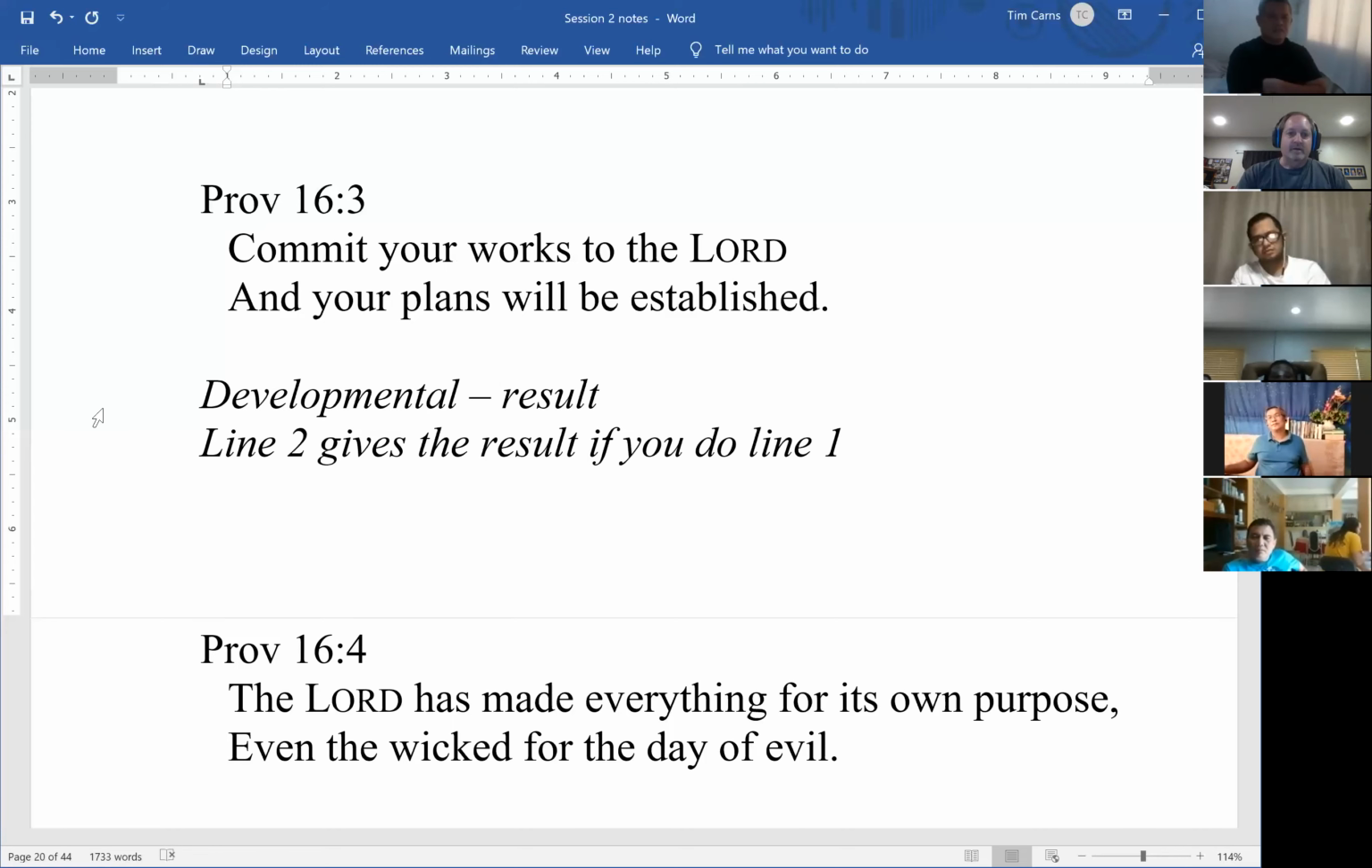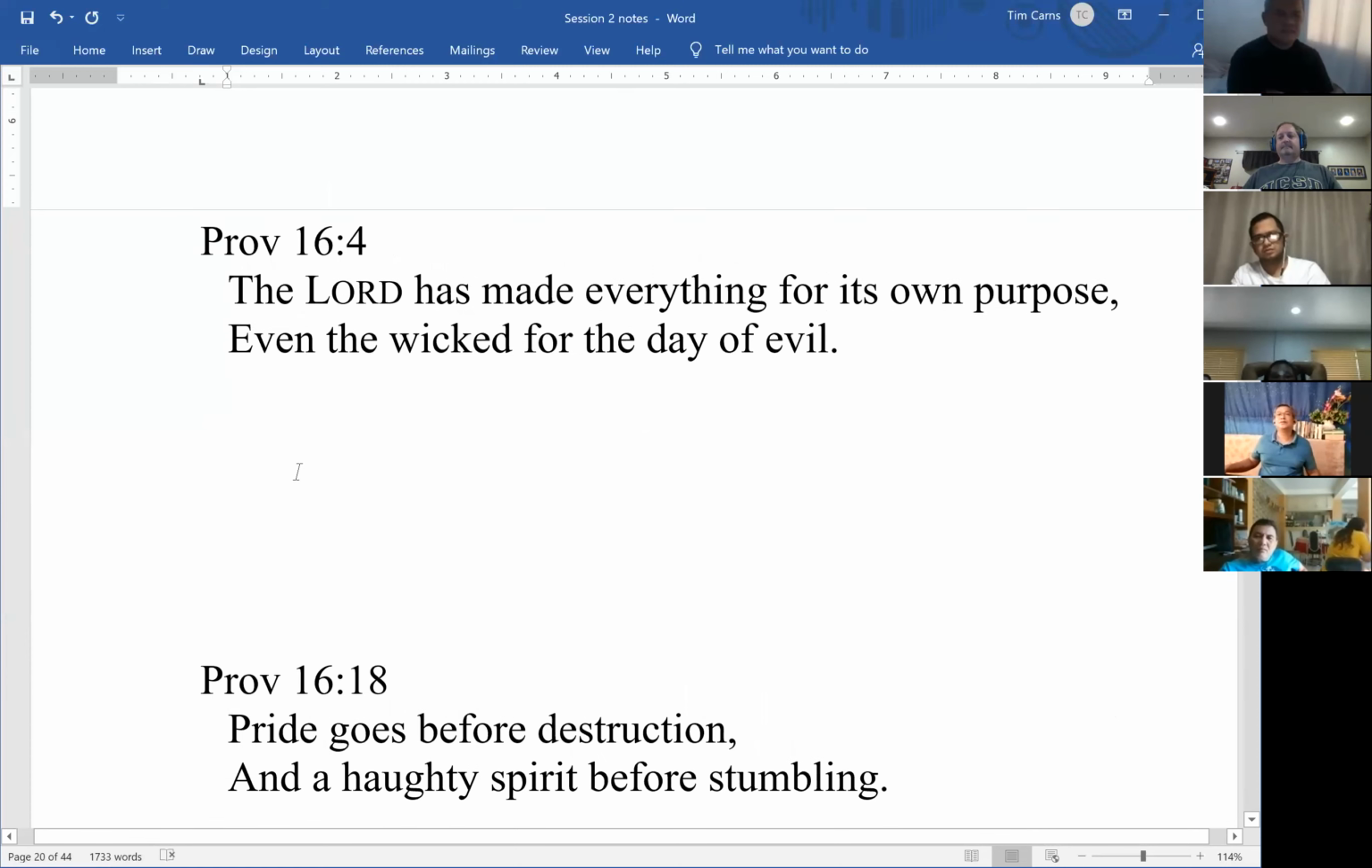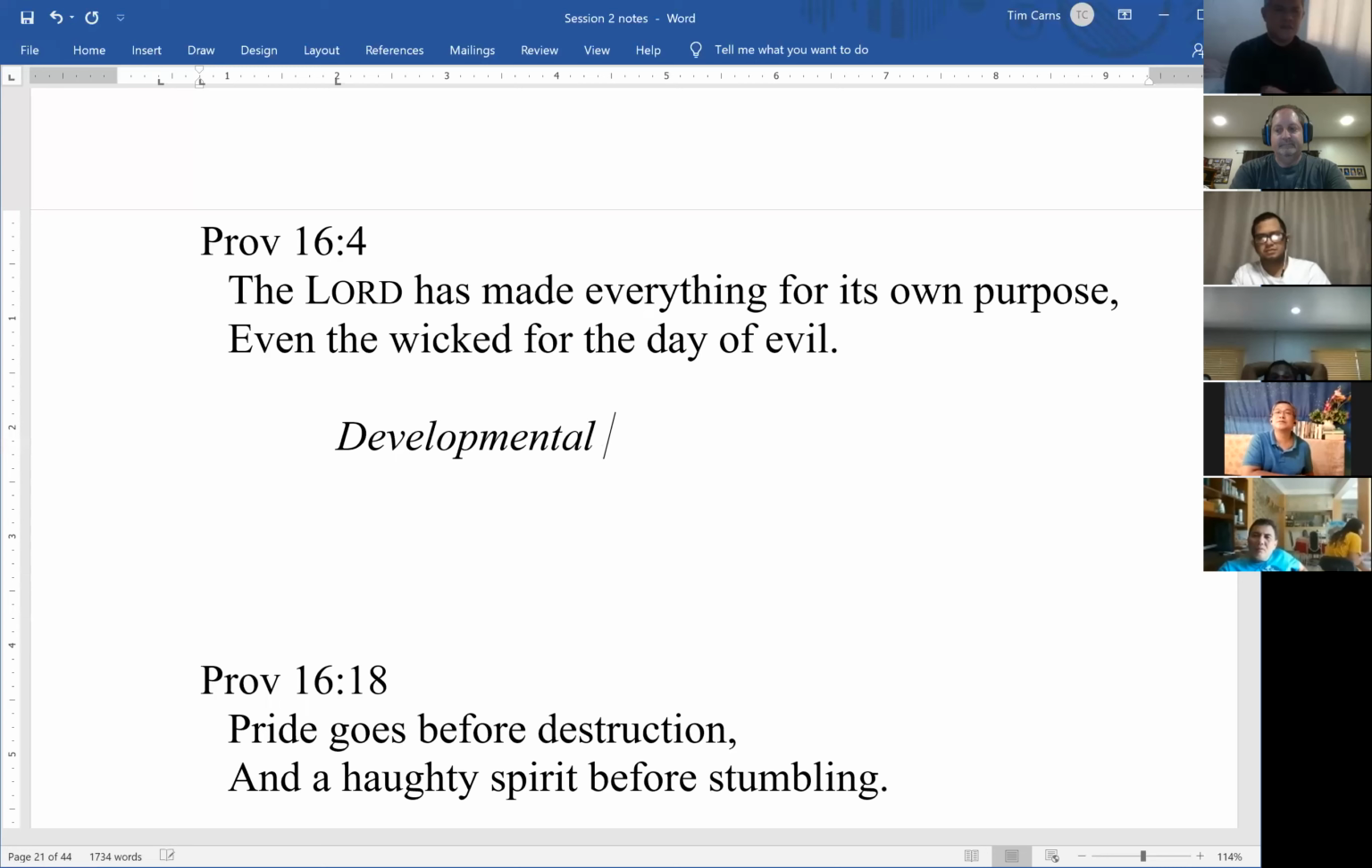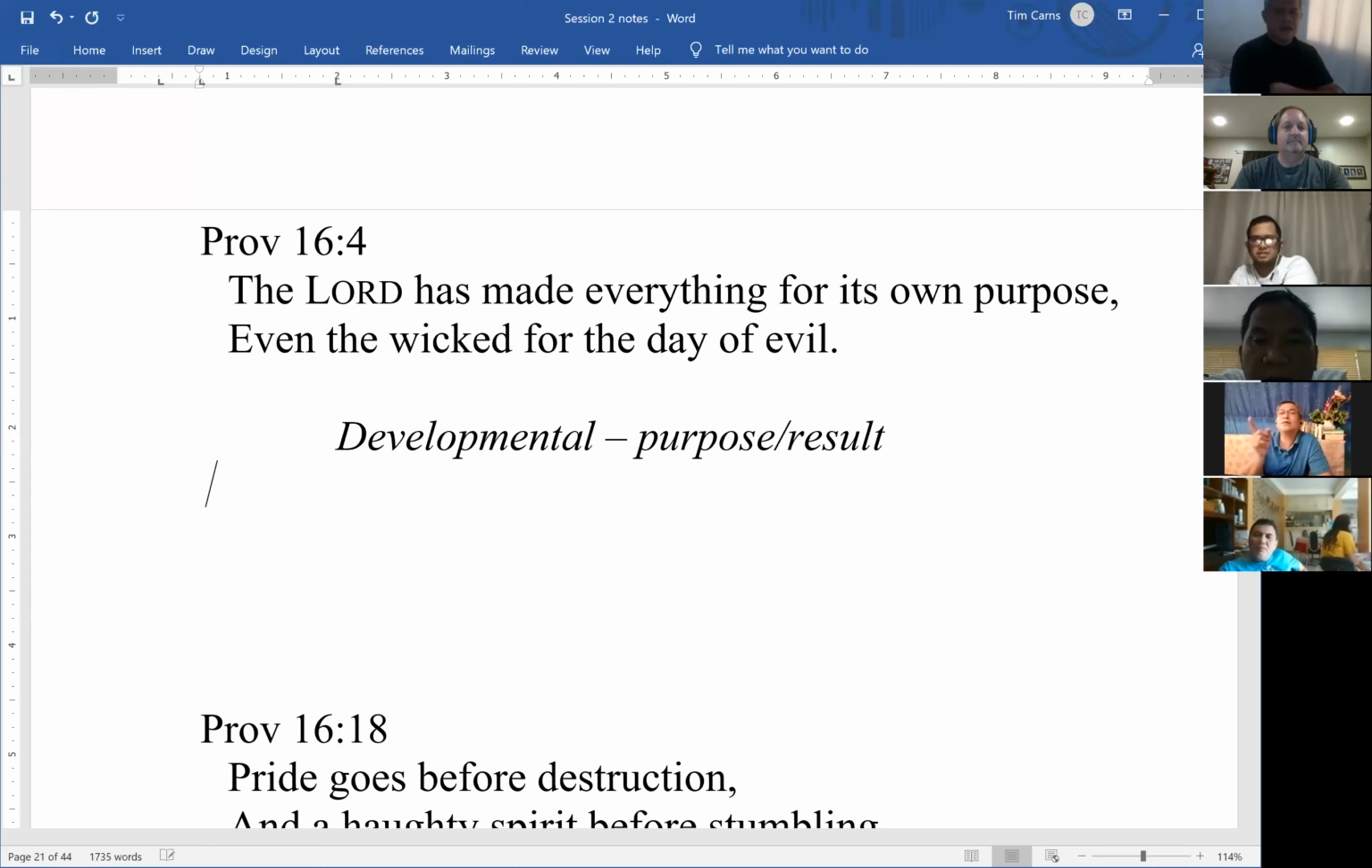Okay? All right, Brother Norel, can you take care of the next verse there? Proverbs 16:4. I think developmental. Okay. You said developmental. How? Developmental purpose or result. Okay, purpose or result. So which line is the purpose of the other? The Lord has made everything for his own purpose, even the wicked for the day of evil.